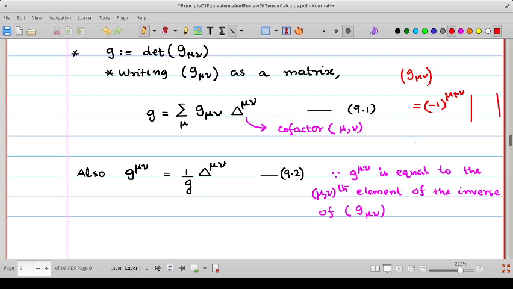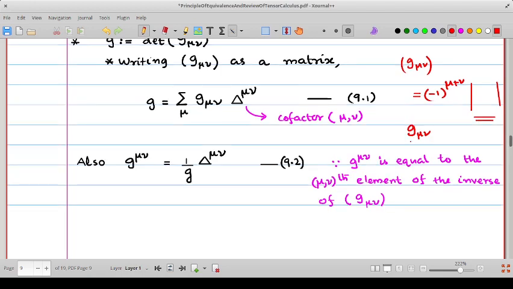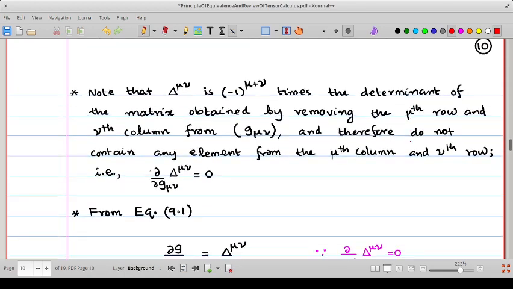Obviously, g_{μν} will not be there in the expansion of the matrix that is defining Δ^{μν}. So Δ^{μν} is independent of g_{μν}, which would then mean that the derivative of the cofactor Δ^{μν} with respect to the μν element of the matrix g_{μν} is 0, because this does not involve this element.